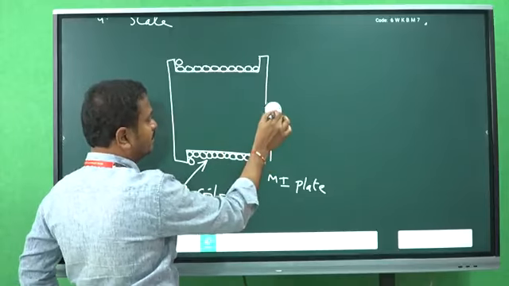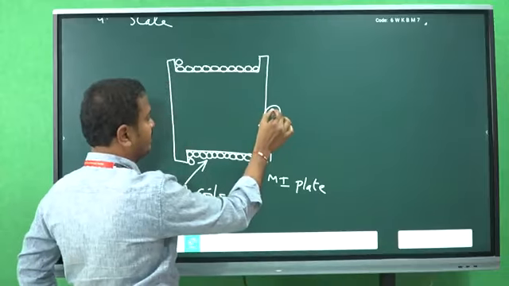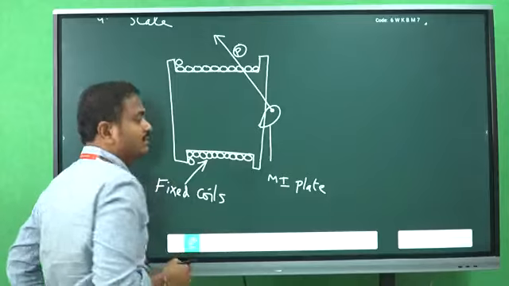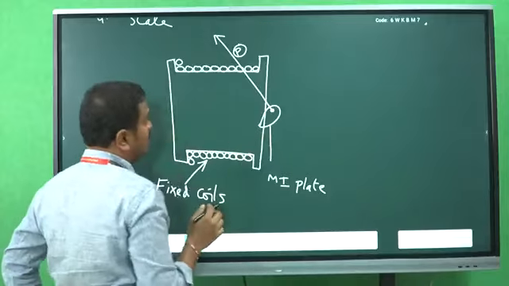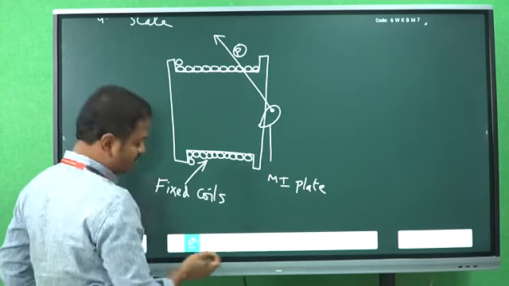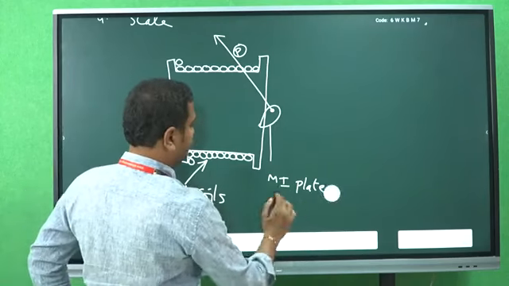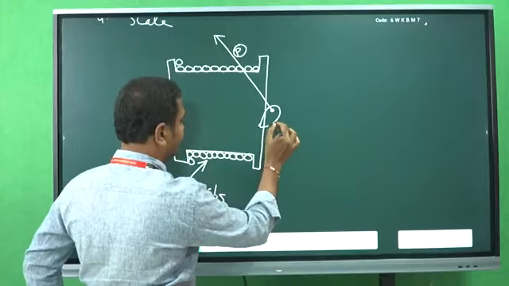Now we have to connect a pointer. So this is pointer P. The pointer is connected to the moving iron plate. Now we have to use the damping system, nothing but air friction damping. Here we are using air friction damping.